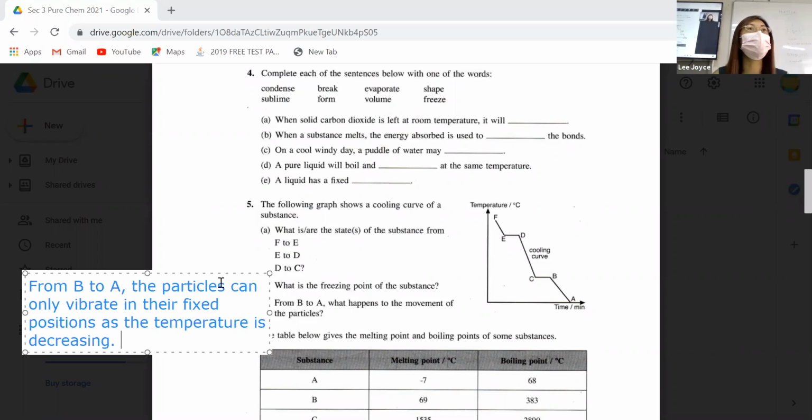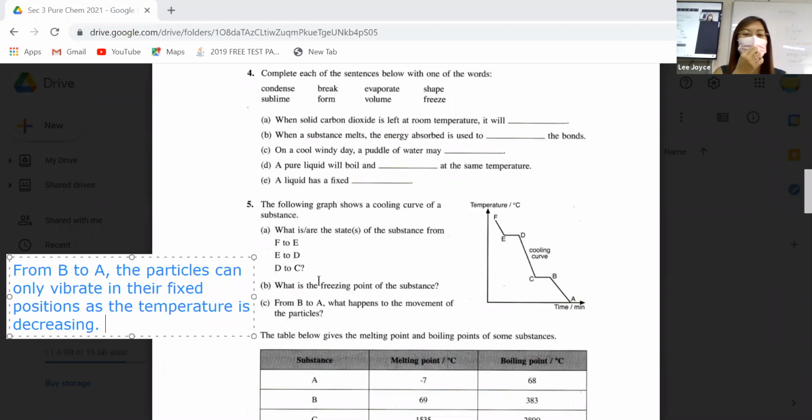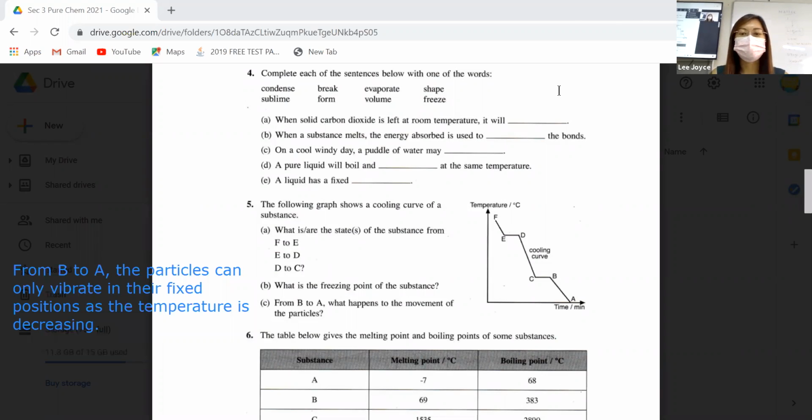So if they're asking you for the movement, you just have to indicate the movement. You don't have to highlight about the arrangement or any other points. All right. Okay, let's move on to question 6.